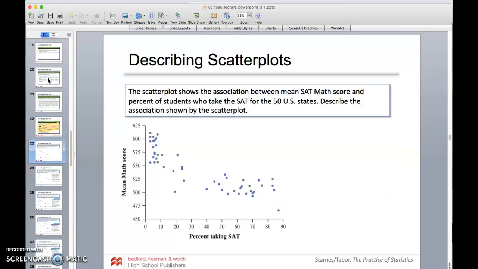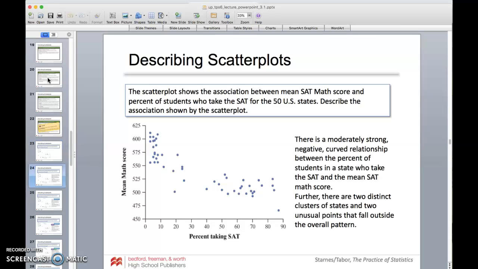All right, here's an example. The scatterplot shows the association between mean SAT math score and the percent of students who take the SAT for the 50 U.S. states. Describe the association shown by the pattern. Take a look there. When the percent taking the SAT is low, the average score is higher. And when more people take it, the average goes lower. You can maybe see why. It doesn't really say to describe why, but obviously in some states they're taking their high-end students for the SAT, and the lower-end students are not. Therefore, you can see that association here.